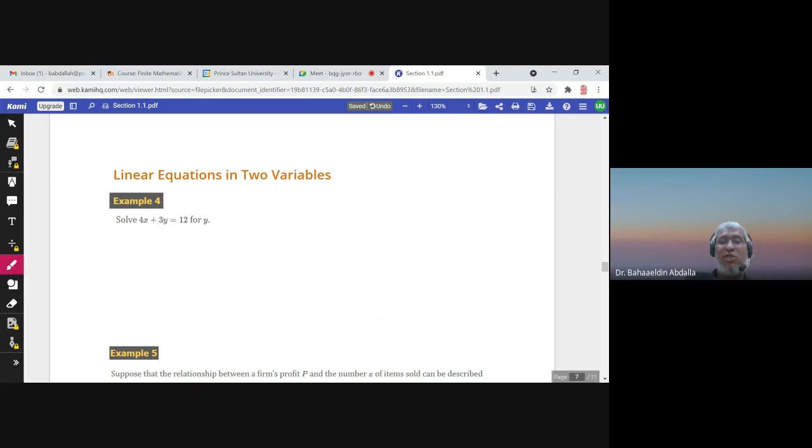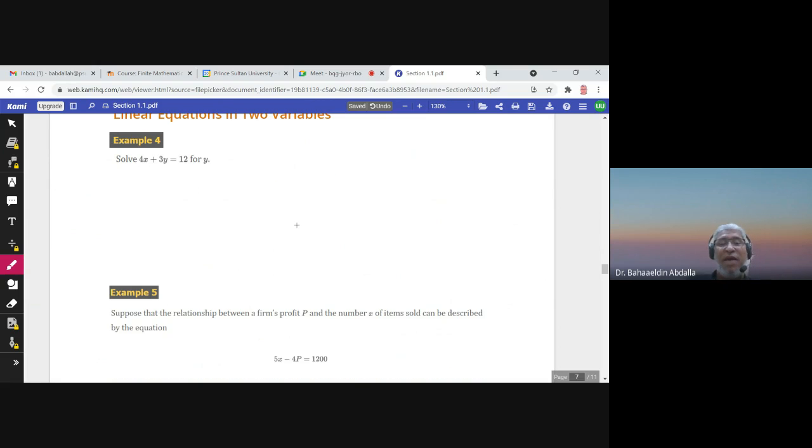Linear equations in two variables. Well, here I have two variables, x and y. So usually he asks you to solve this equation for one of the variables. So to solve this equation for y, I need to leave y alone in the left-hand side. So I need to get rid of the 4x. So I will subtract 4x from both sides.